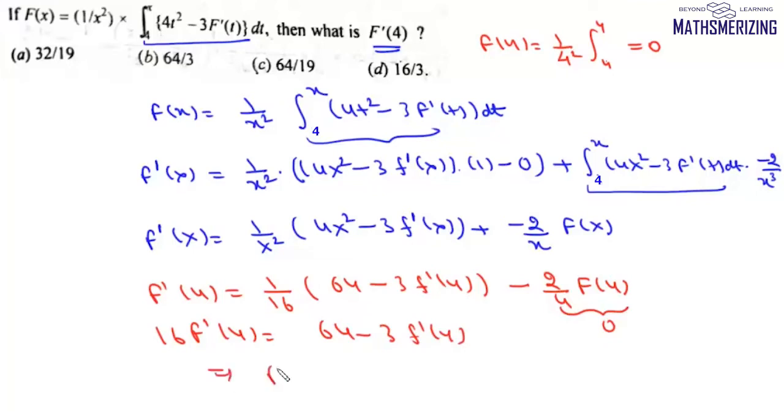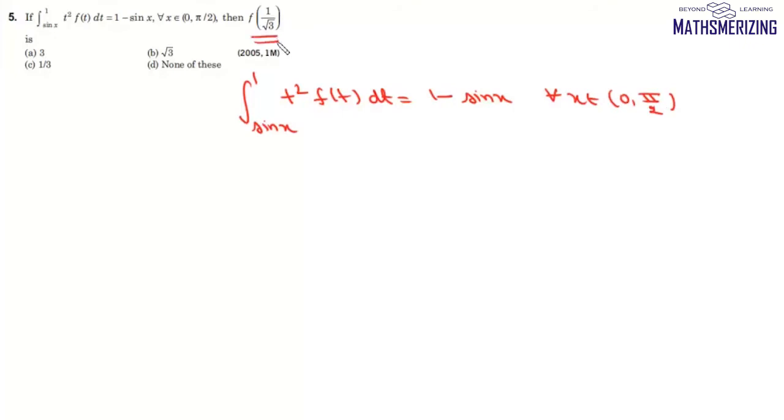So from here we can write f dash 4 as 64 upon 19 and that's your option C. Now we are given this equation: integral from sin x to 1 of t square f(t) dt is equal to 1 minus sin x for all x belongs to 0 to pi by 2. Now we'll need to find the value of f(1 by root 3).